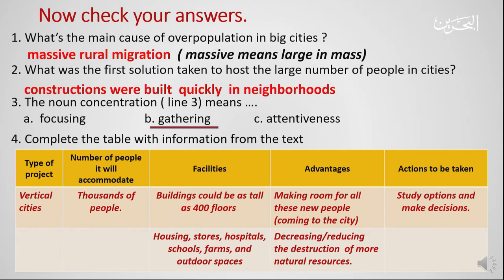Gathering. 4. As you see, the type of project: vertical cities; number of people it will accommodate: thousands of people; facilities, like what? Buildings that could be as tall as 400 floors, housing, stores, hospitals, schools, farms, and outdoor spaces. Advantages: making room for all these new people coming to the city, and reducing the destruction of more natural resources. The action to be taken is what? Study options and make decisions.